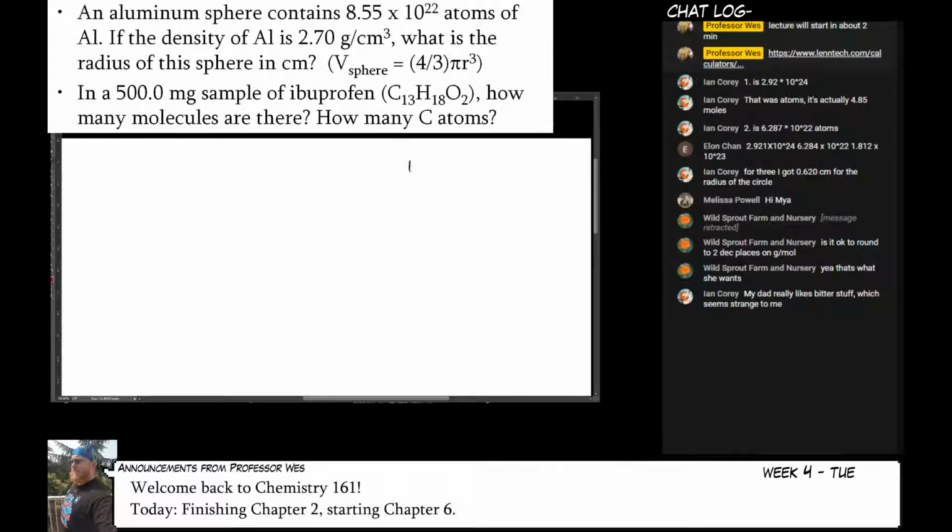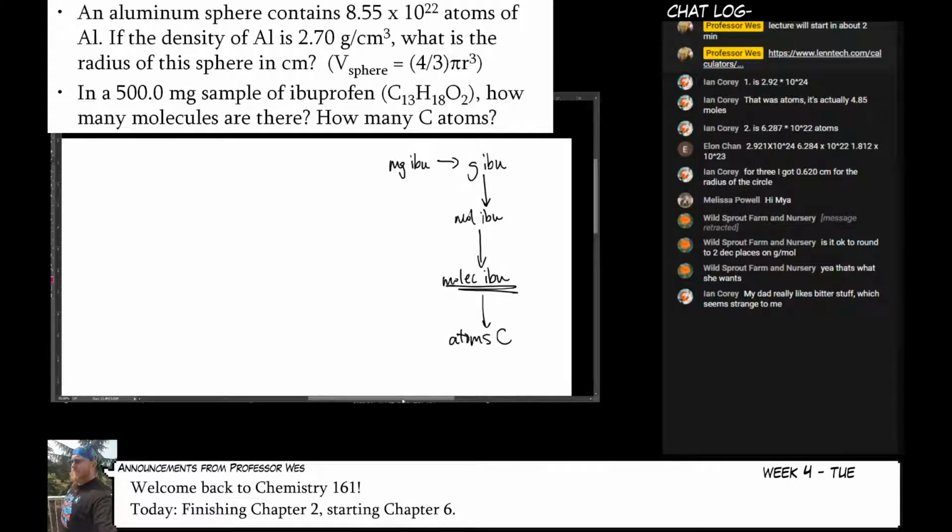So we have milligrams of ibuprofen. I'm going to abbreviate it like that. Just like before, we need to work in grams here. And then we can turn from moles to molecules. And then once we know the number of molecules of ibuprofen, you can then determine the number of atoms of carbon by looking at the formula. So let's write these relationships out real quick.